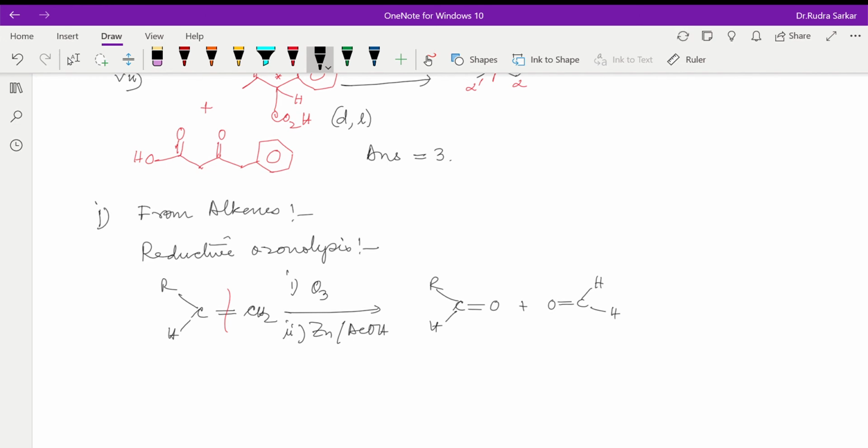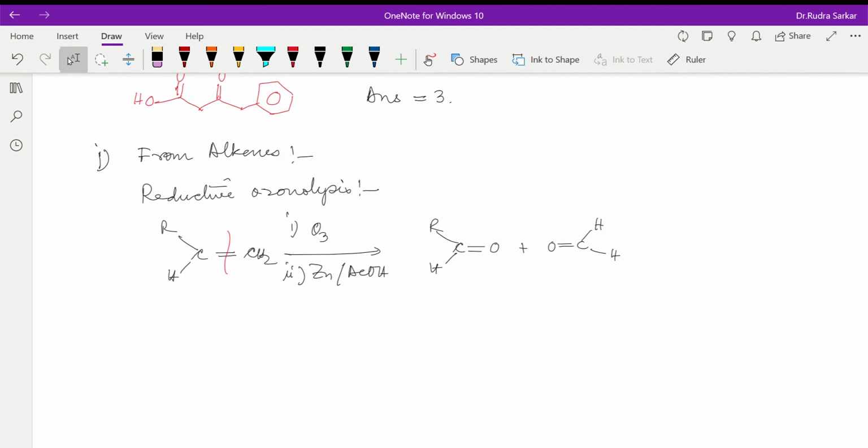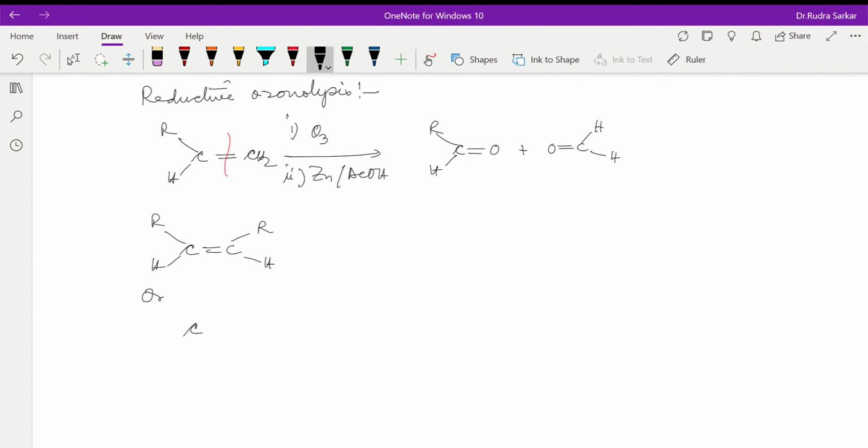And that is how you can get your answer very easily. Okay. Say now I have given you either of them, if you treat with ozone.